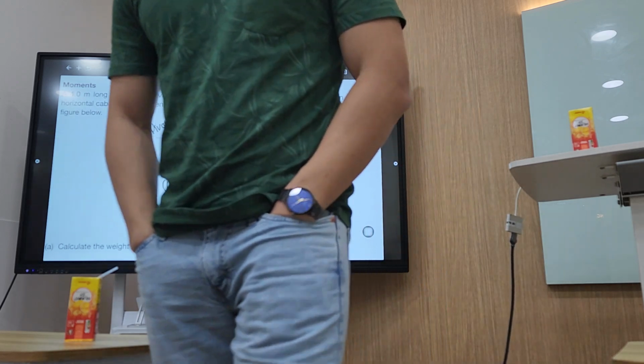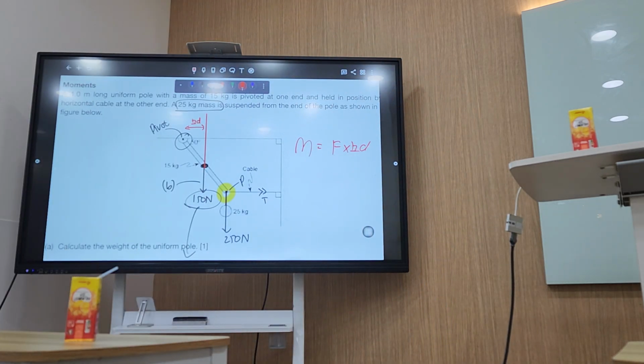Then tell me the perpendicular distance from the pivot. It's so important to use the opposite. 2 cos 50, yes. Simple moments: force times perpendicular distance. Can I find this one and just get this one by halving this one? Yes, it's the same.